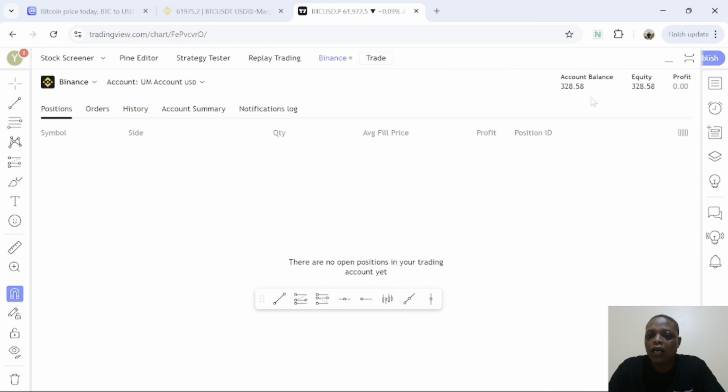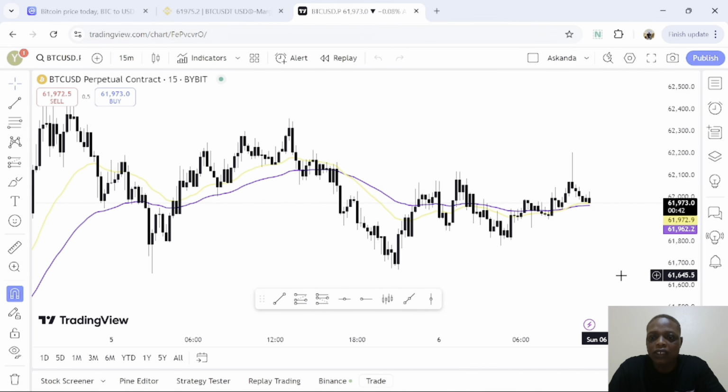So we have our account equity to be $328. You can see our account balance here. That's the same thing as equity. Now we have orders, history, trades that we have taken. So you can click on minimize pattern here. After clicking on the minimize pattern, we can see that the market is creating lower lows to the downside.